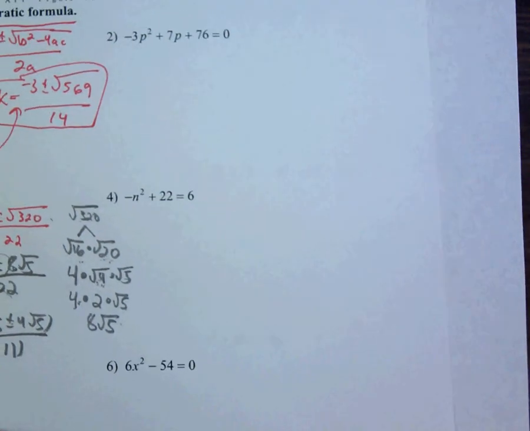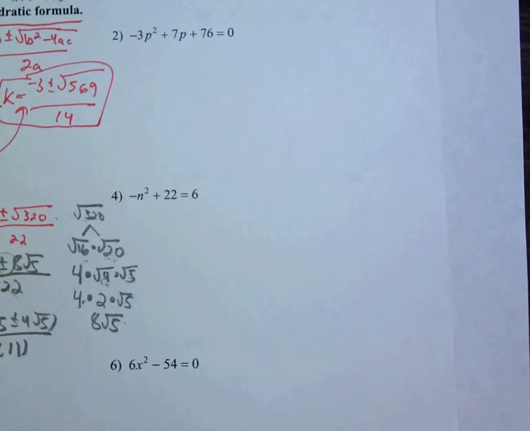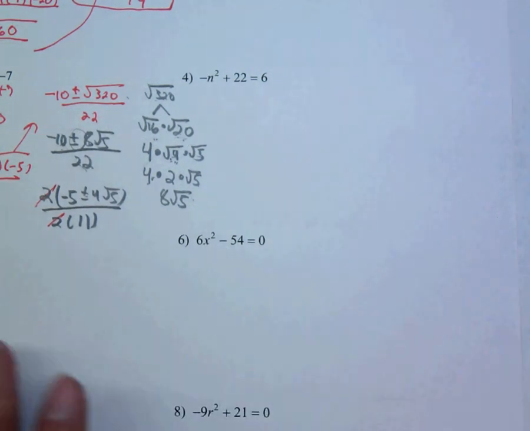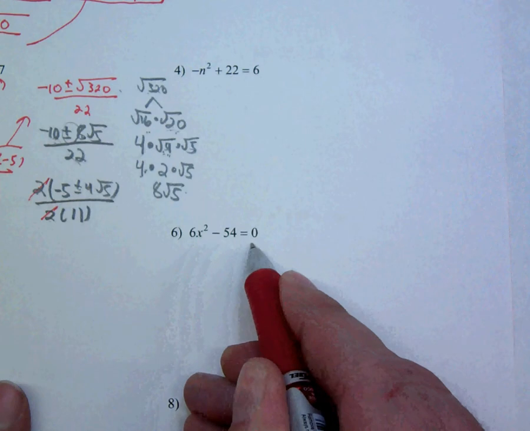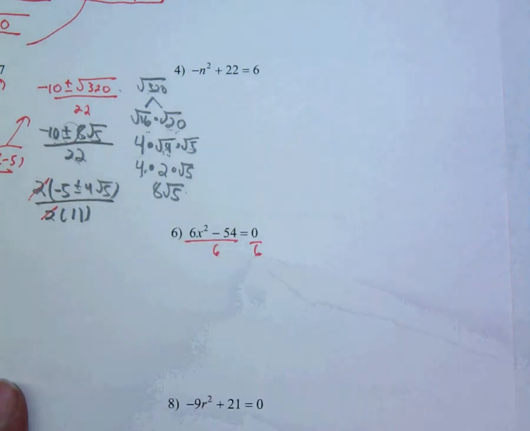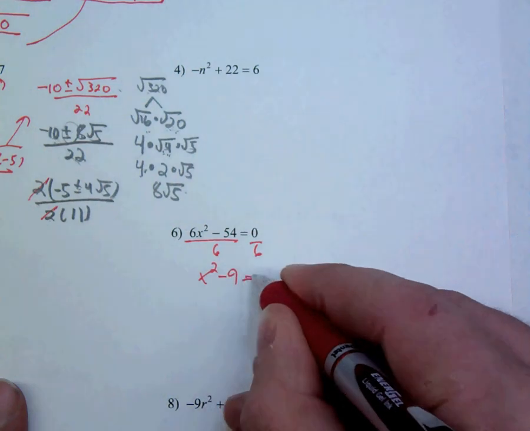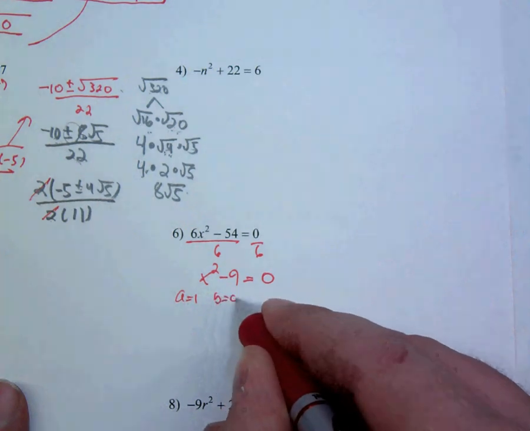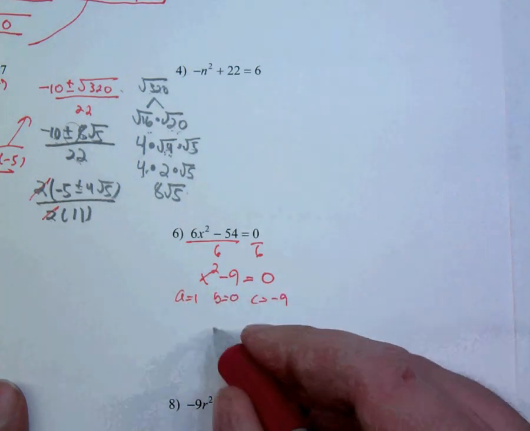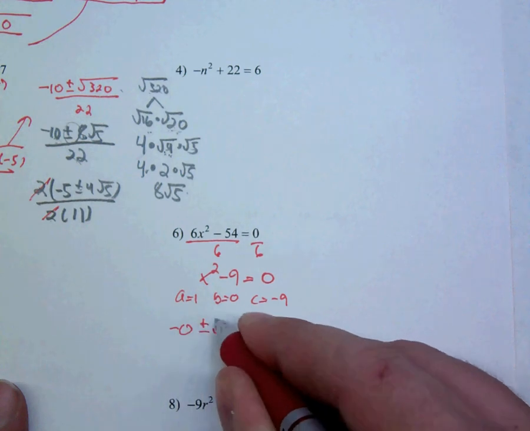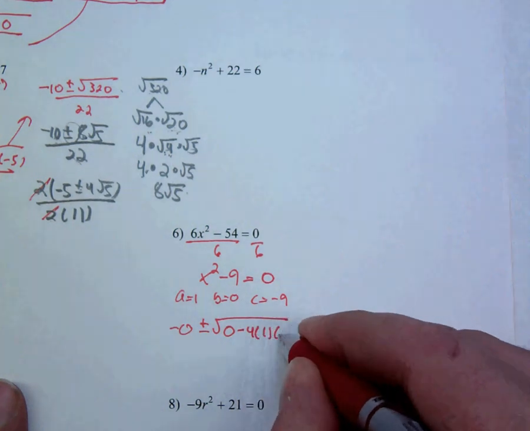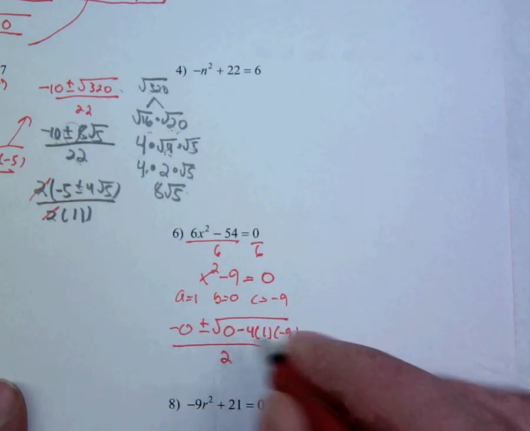We can make the numbers a lot easier on number 6 if we notice that there's a common factor at the very beginning. Because on number 6, these can both be divided by 6. If we were factoring, we would factor out the 6. But because it's an equation, we can just divide both sides by 6. So x squared minus 9 equals 0. And if we do the quadratic formula, a equals 1, b equals 0, c equals negative 9. So we're going to get negative 0 plus or minus the square root of b squared, which is 0, minus 4 times 1 times negative 9 all over 2 times a, which is 2.